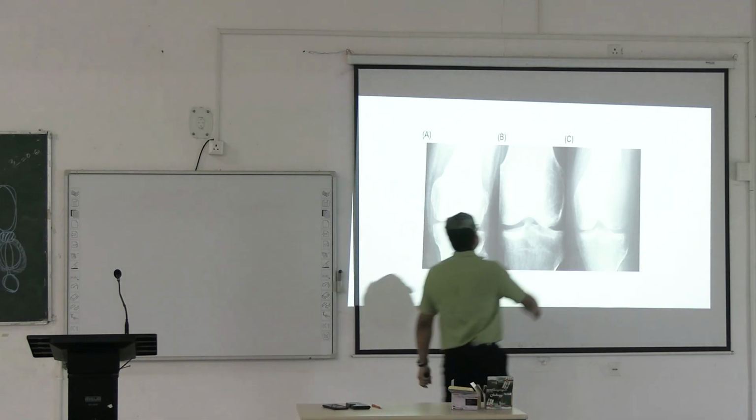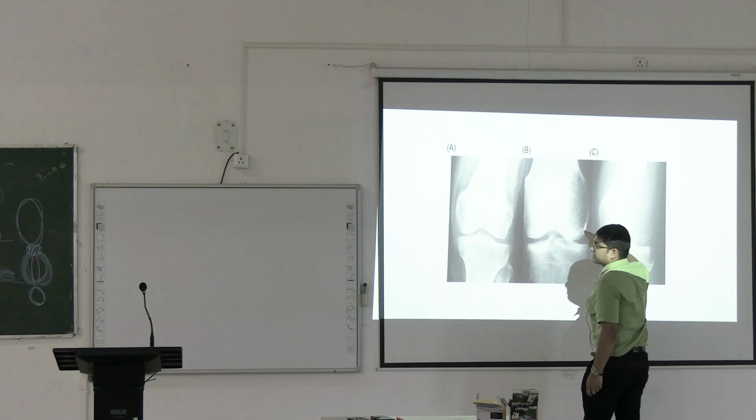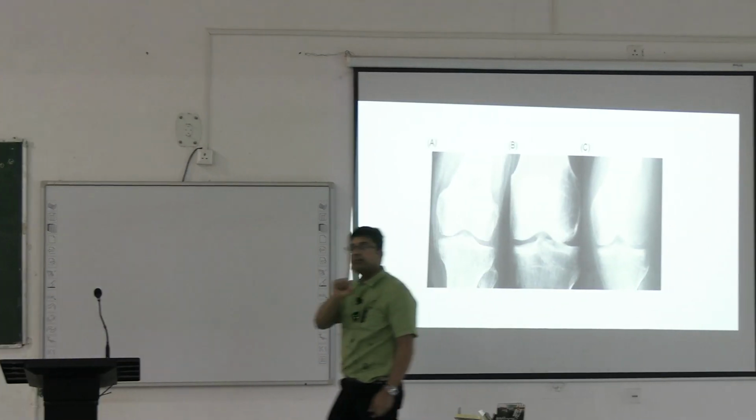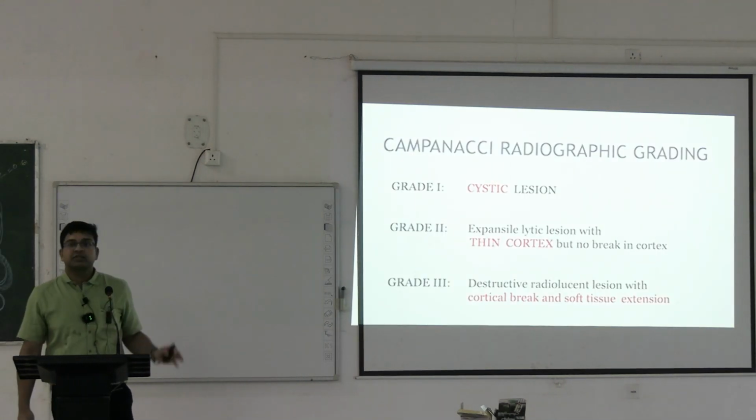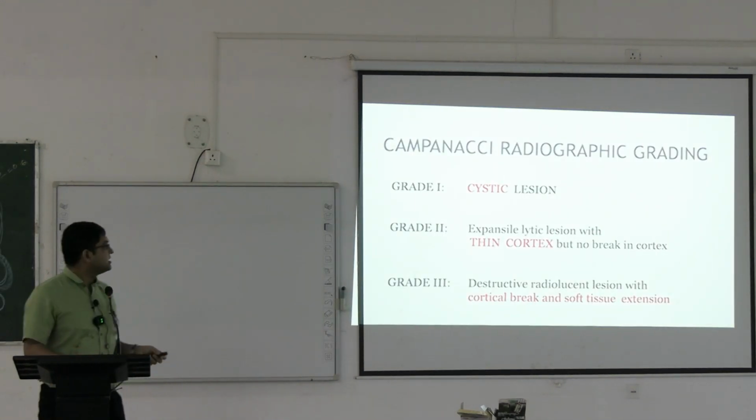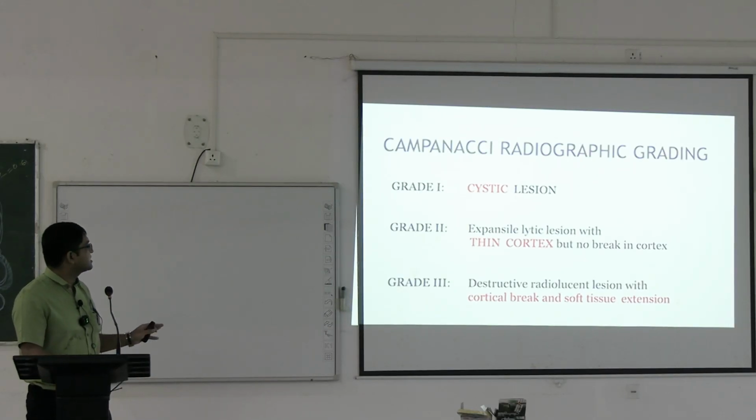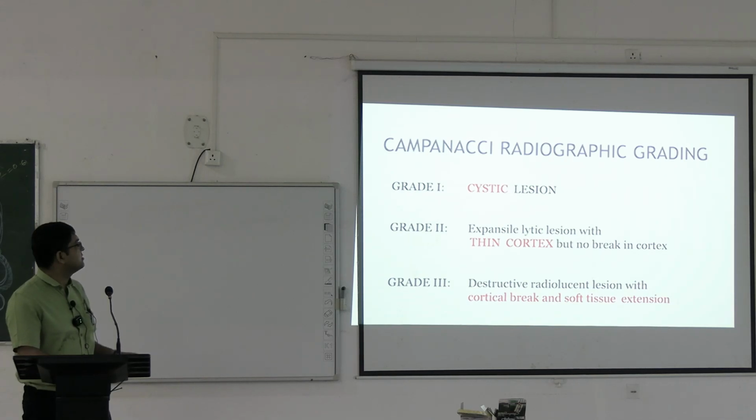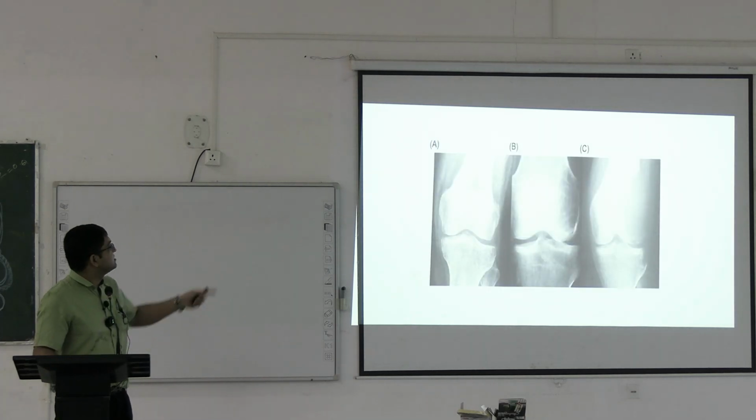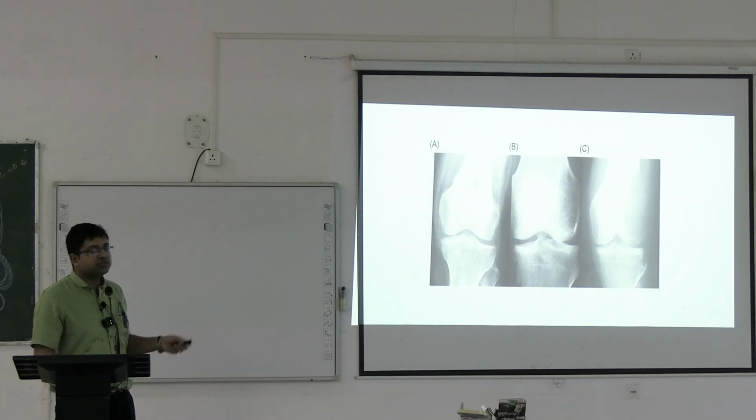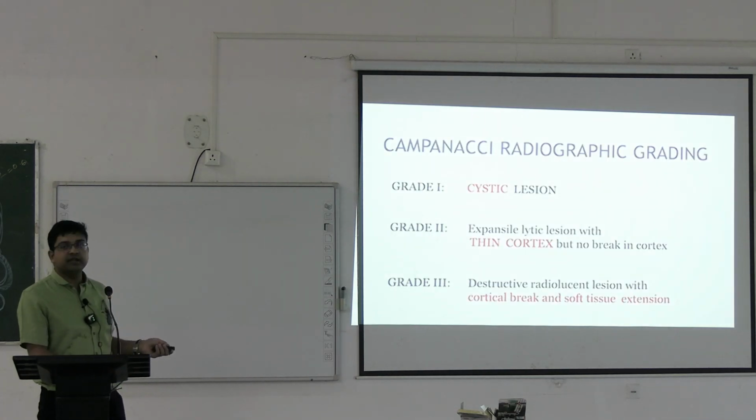Expansile lytic lesion with thinning of the cortex but there is no break in the cortex. And number 3 is the aggressive one, that means there is a cortical break and there is soft tissue extension of the tumor. Grade 3 is a destructive radiolucent lesion: there is cortical break, erosion of the cortex and soft tissue extension. You have to remember these three grades.